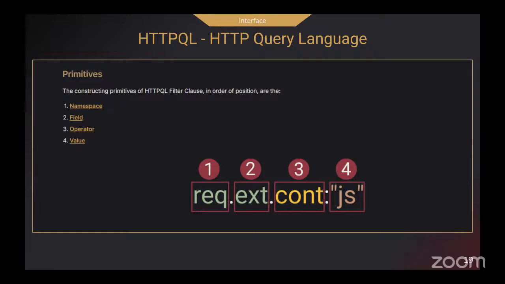As a part of HTTPQL, there are 4 primitives: the namespace, field, operator, and value. In this scenario, we have a namespace, which is the request. That's number 1. We've got the extension. That's number 2, the field. We've got the operator. So what do we want to do with this specific field? That would be contains. And then we provide a string as the value, which is JS.